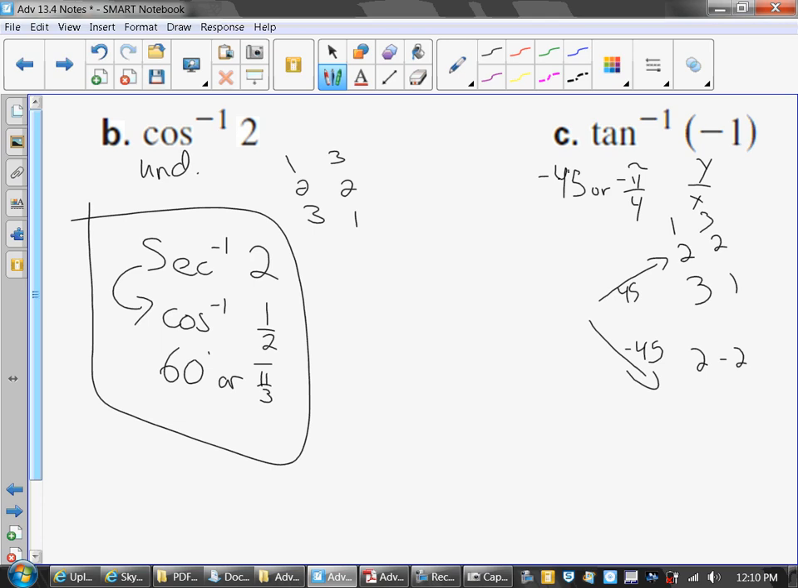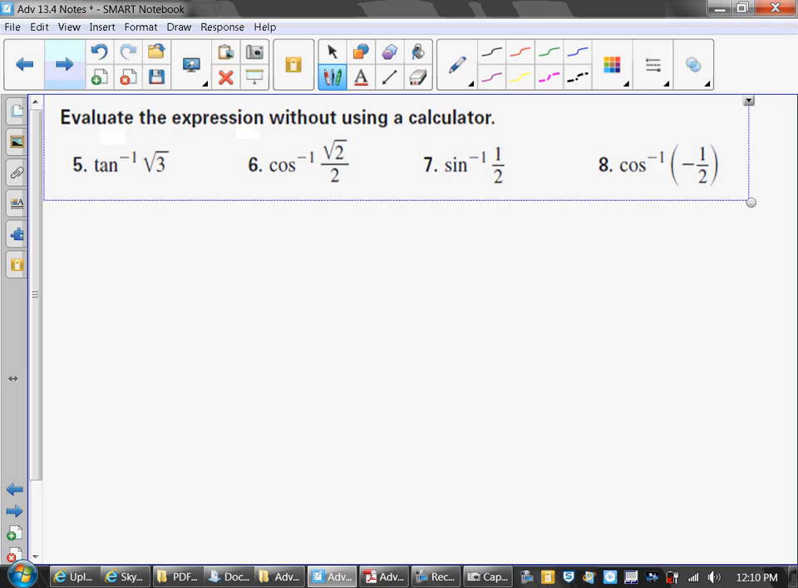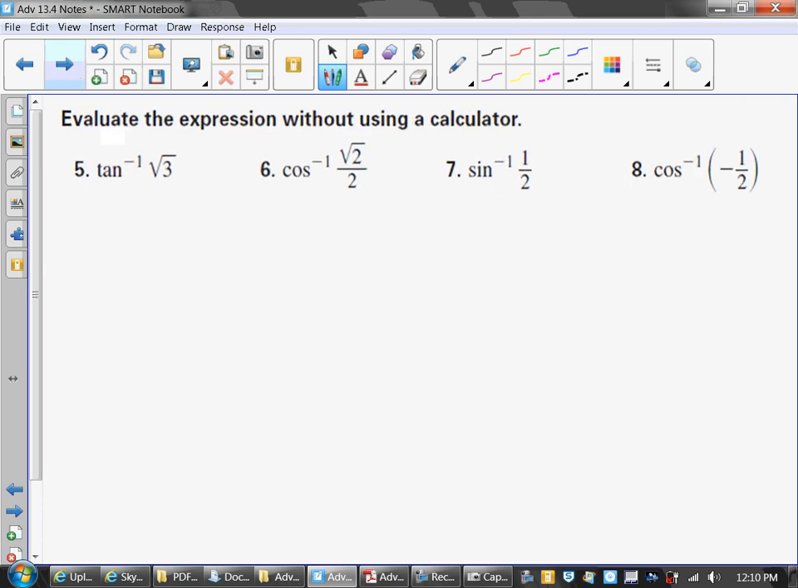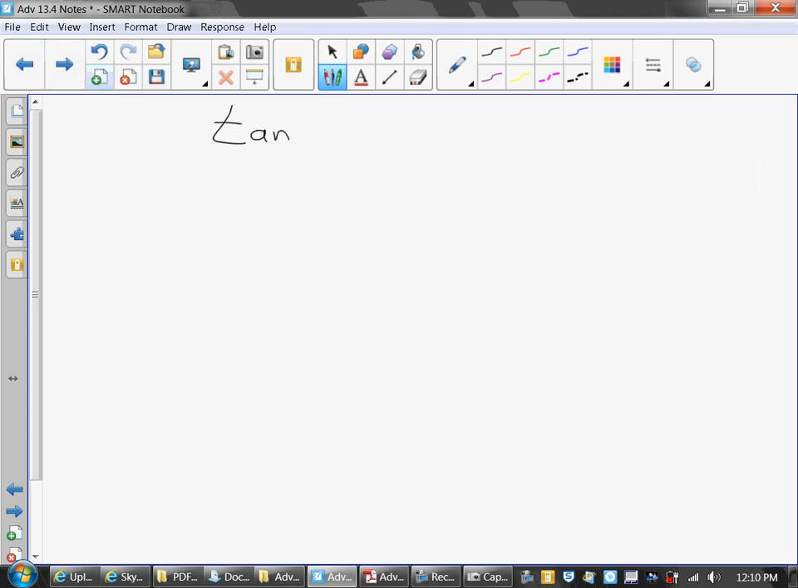What time does this one end? 18? Sweet. We've got plenty of time. Let's do some more. We're not going to do them all, don't worry. Let's do inverse tangent of square root of 3.